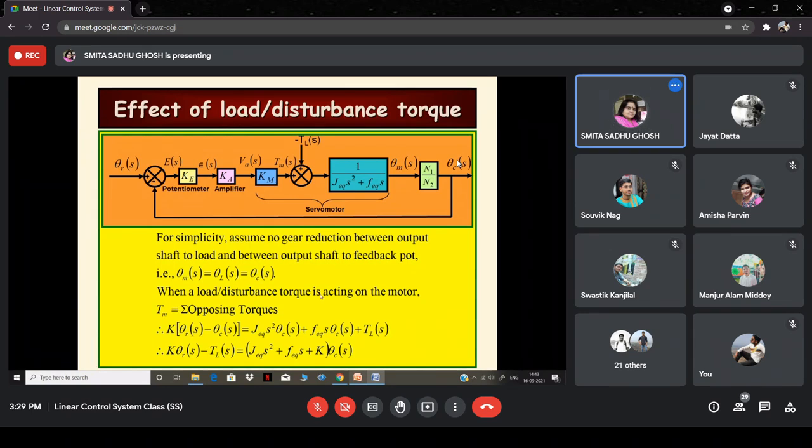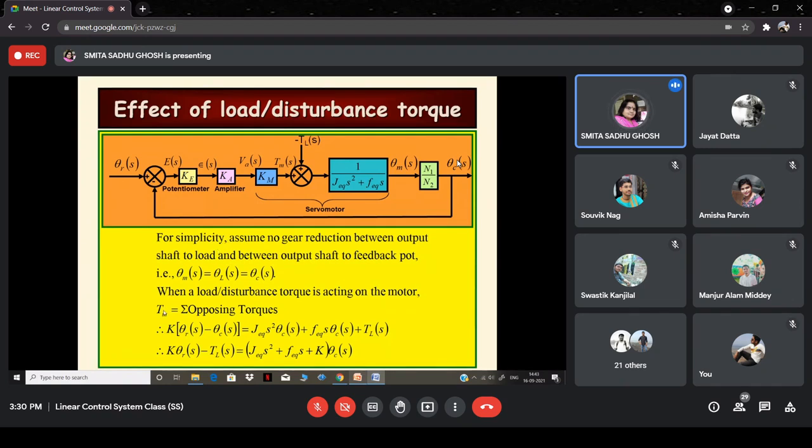When a load or disturbing torque is acting on the motor, the motor torque has to balance both the load torque as well as the rest of the torque. Or rather, if we go about it in a different way, the actual motor torque after considering the effect of the disturbance torque is going to be the difference between the torque produced after making this conversion minus the disturbance torque. Algebraic summation is what we have to do.